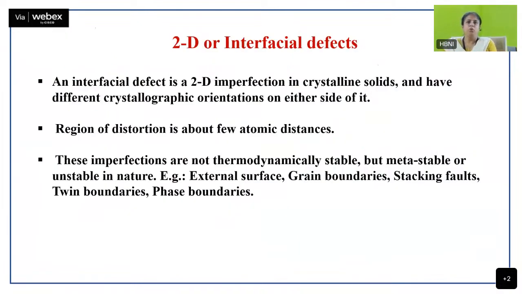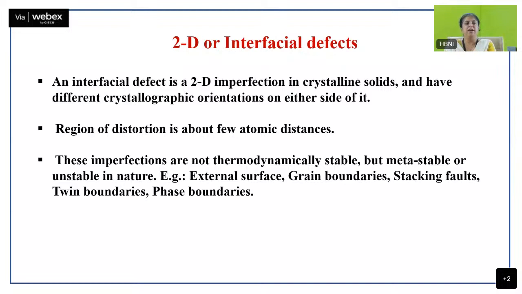Coming to 2D or interfacial defects. As the name suggests, they are the defects which are across two dimensions. The region of the distortion is about a few atomic distances.